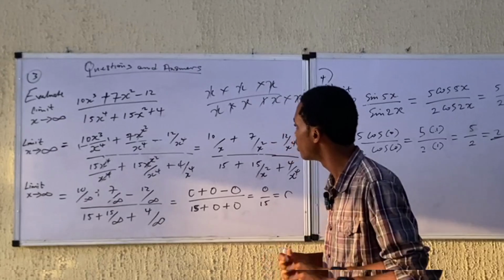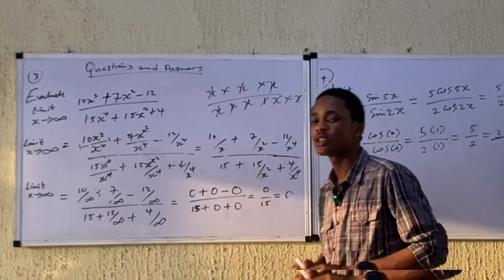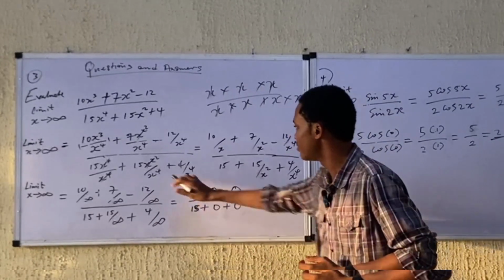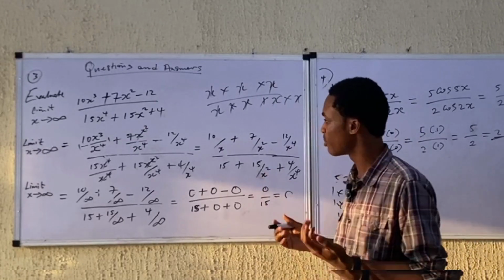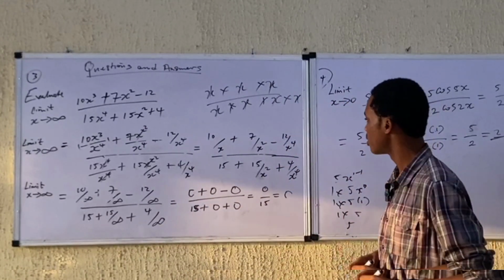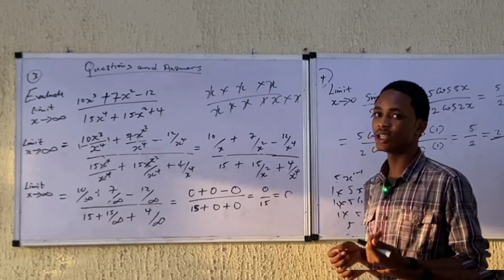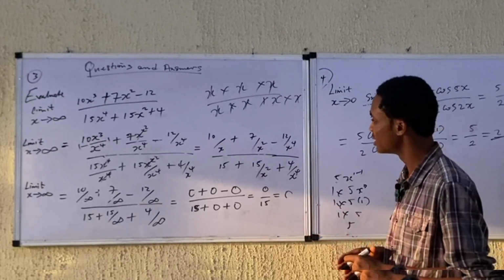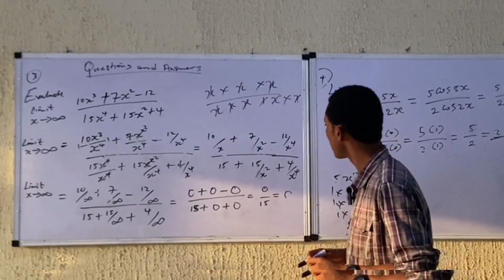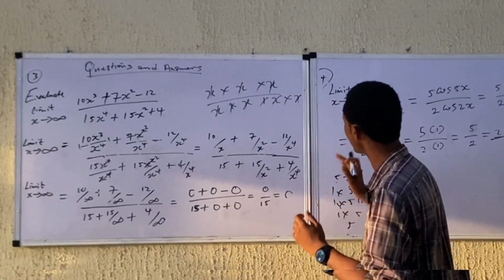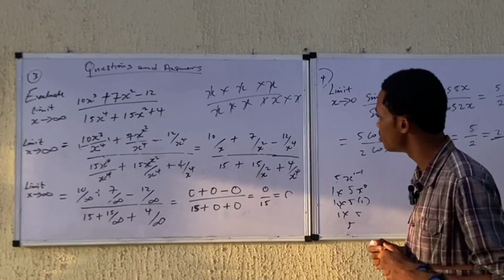Now going to the denominator, 15x raised to the power 4 divided by x raised to the power 4, plus 15x raised to the power 2 divided by x raised to the power 4. So subtracting 2 from 4 gives us x raised to the power 2, plus 4 divided by x raised to the power 4. So you should be careful when dealing with this kind of maths, because it is very easy to make mistakes. That's why you should be observant and very careful when solving this, to avoid error. Now this is how it should be.